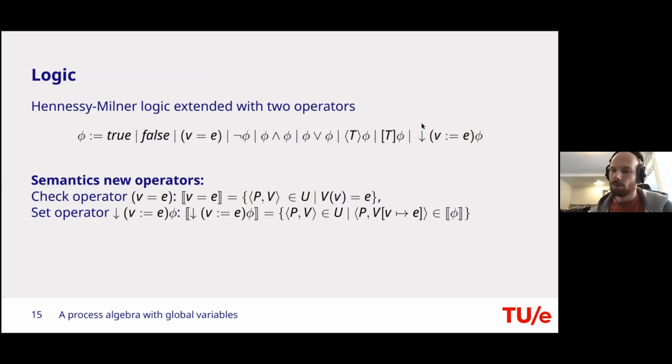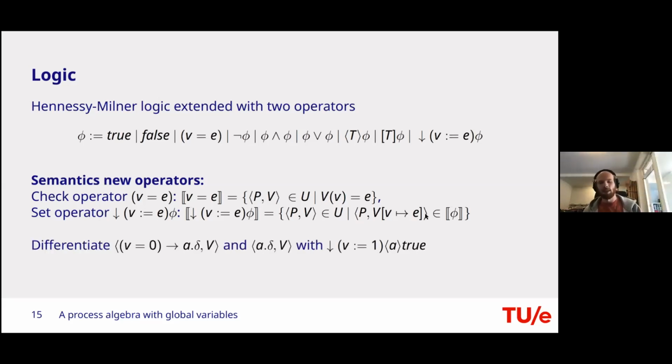And the second operator is a bit weird in a sense. It sets the value of a variable to this E. So if you look at the semantics, then it's true for any state in the universe where the process expression is the same, and then the valuation is updated.